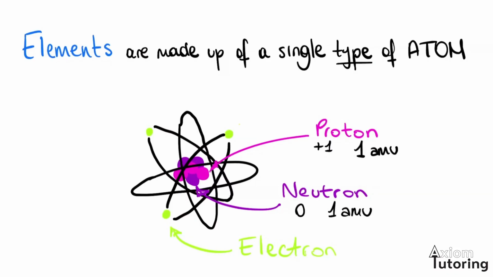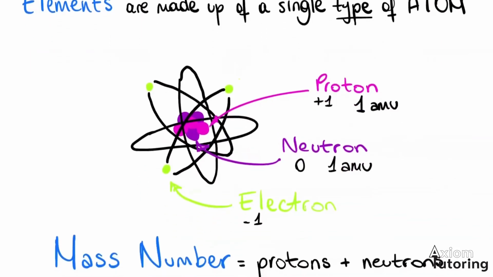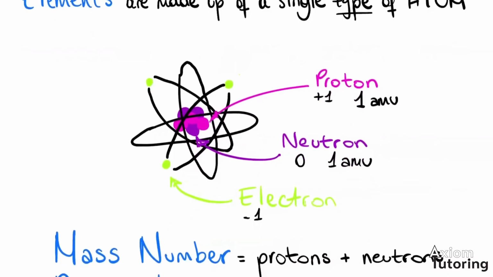Electrons are found outside the nucleus, just orbiting around it, and have an electron charge of -1. Because they're even smaller, much, much smaller than protons and neutrons, their mass is roughly 2,000 times smaller than that of protons or neutrons. Therefore, it's basically negligible. And that's why when we talk about the mass number of an atom, we only look at the number of protons and neutrons found within that atom.